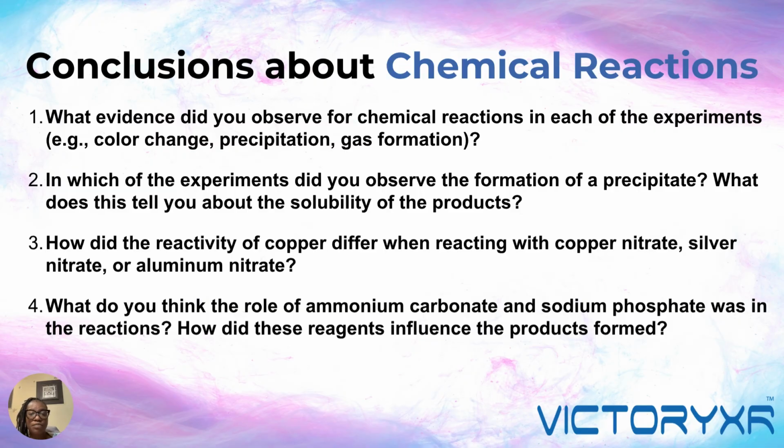And in which of these experiments did you observe the formation of a precipitate? What does this tell you about the solubility of the products? And then how did the reactivity of copper differ when reacting with copper nitrate, silver nitrate, or aluminum nitrate? And then what do you think of ammonium carbonate and sodium phosphate in these reactions? How did the reagents influence the actual products that were formed?